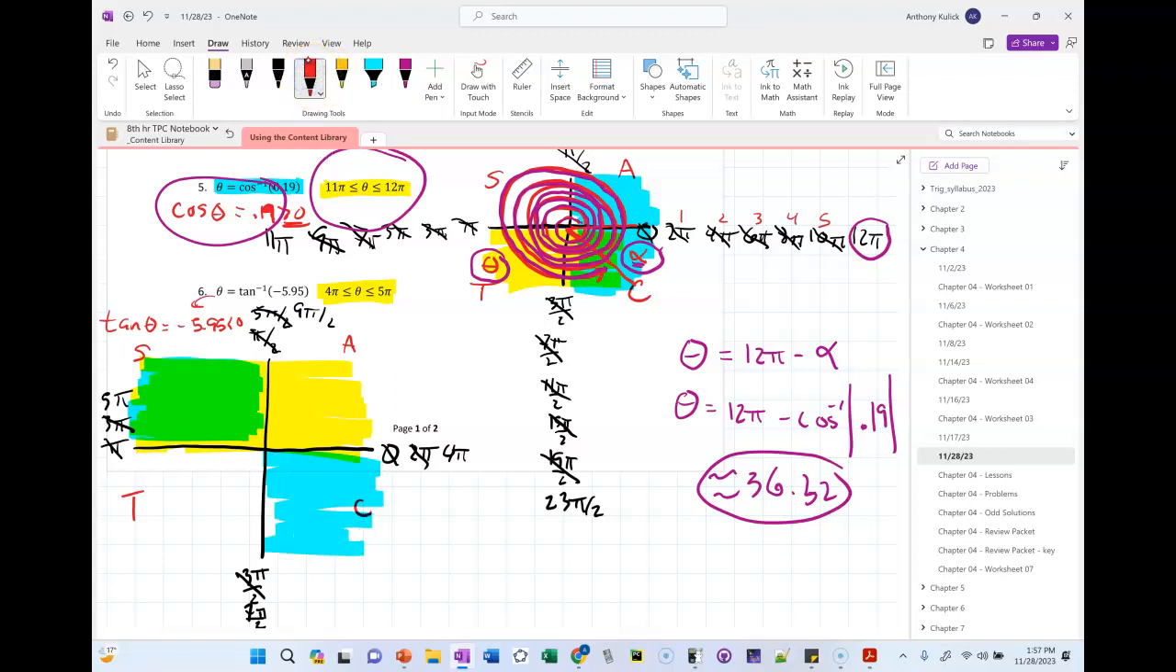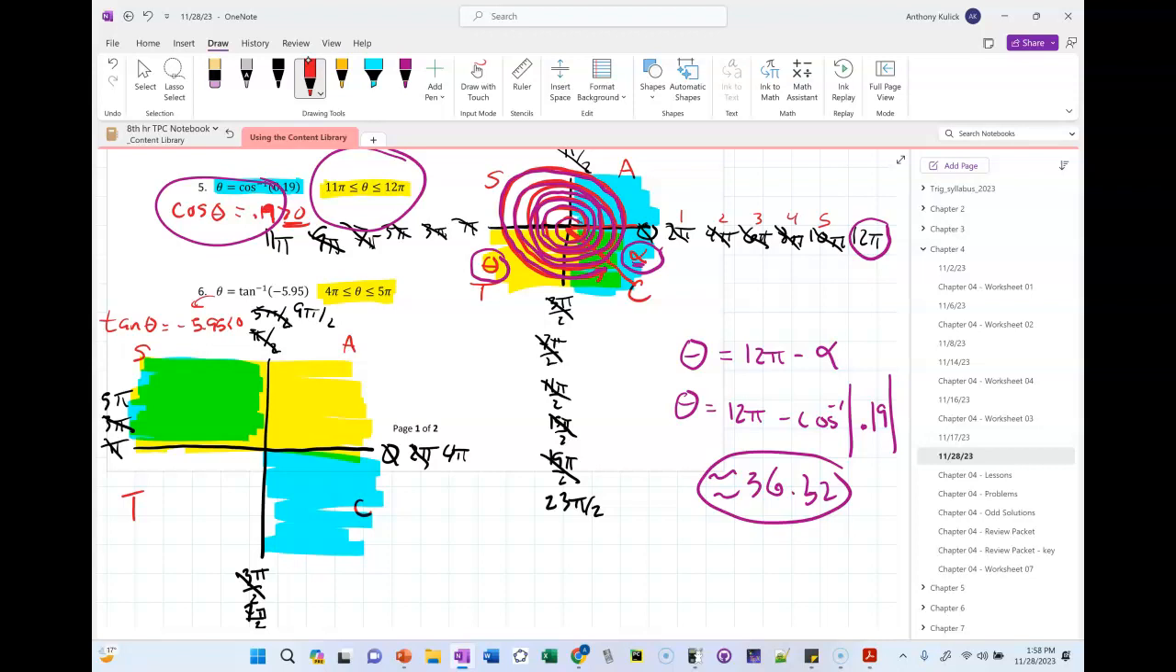How do we know where it's positive? So All Silly Turtles Crawl. A stands for all. Sine, cosine, and tangent are positive. S stands for sine is positive only, so tan and cosine are negative. So the letter tells you what's positive. So S stands for sine. Sine's positive. If the thing's not positive, what is it?